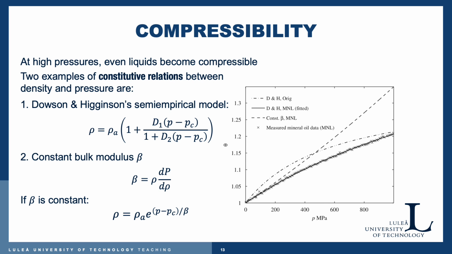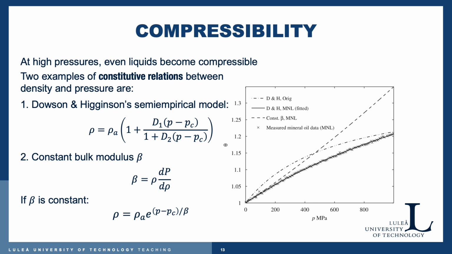Moreover, in this curve you see the double dash line for the constant bulk modulus representation, and it is good up to, let's say, 100 megapascals or so, but then discrepancy starts to evolve, of course, since this is an exponential relationship, and it does not at all behave like that, this mineral oil, when it's subjected to high pressures, as we can see.